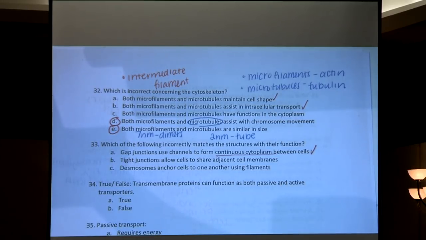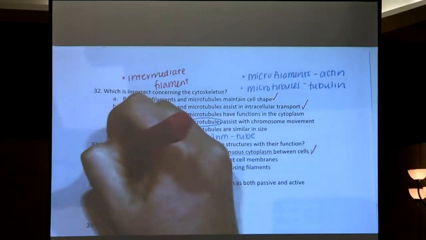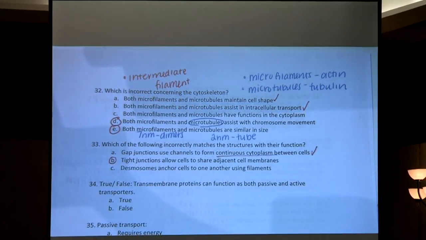In the case of tight junctions, do they allow cells to share adjacent cell membranes? That one's not true. Tight junctions are usually found in the lining of, say, your stomach. These cells don't share cell membranes, but they make sure their cell membranes are tightly apposed next to one another so as to not let anything pass through them. Think about your stomach: if things could pass through, that'd be terrible for you.